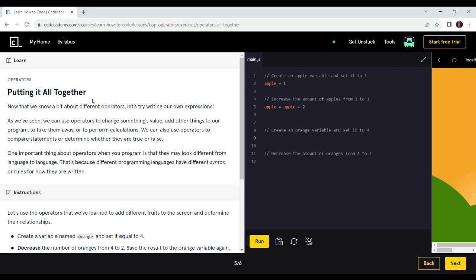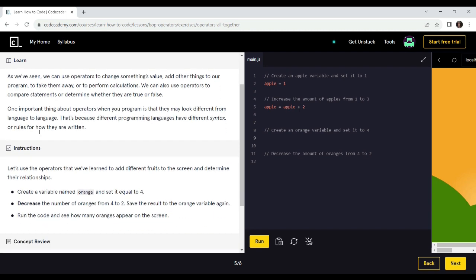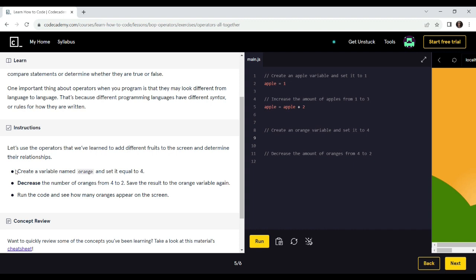So the last step is about putting it all together with all of our different expressions that we learned. Essentially, the instructions ask to first create a variable called orange and set it equal to 4. So below this note here, I'm going to do that. Variable orange is equal to the number 4. The next instruction is to decrease the number of oranges from 4 to 2. Save the result to the orange variable again.